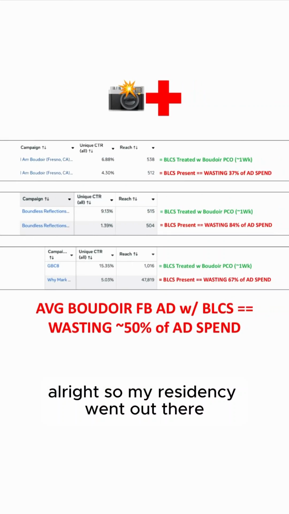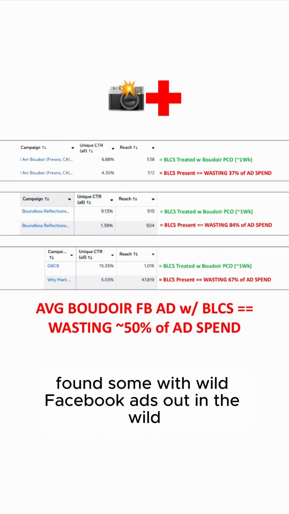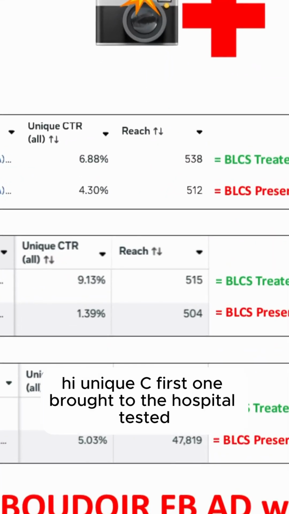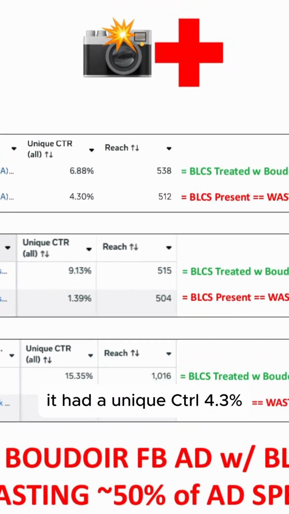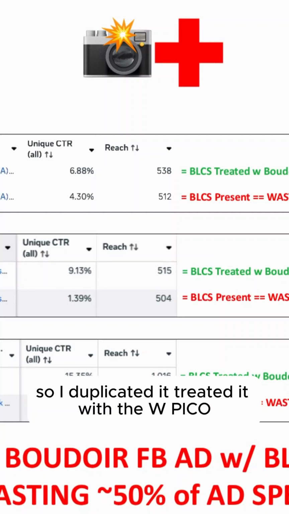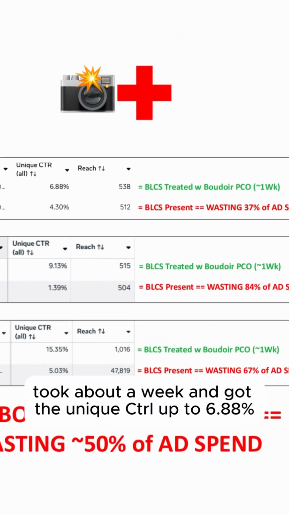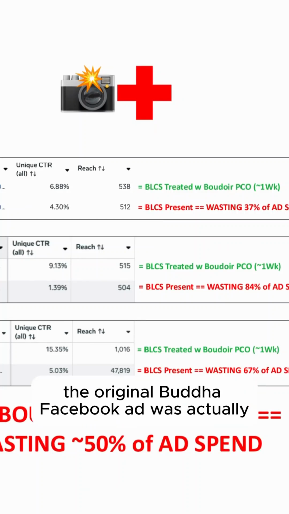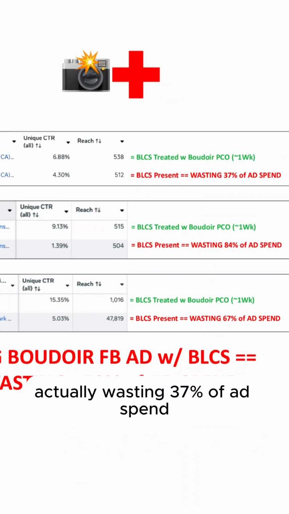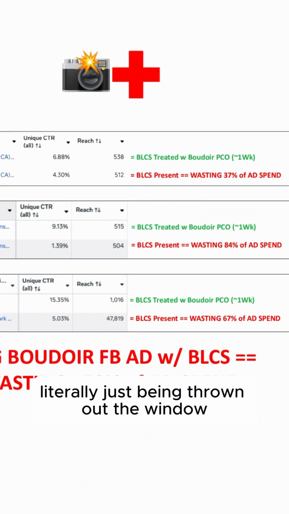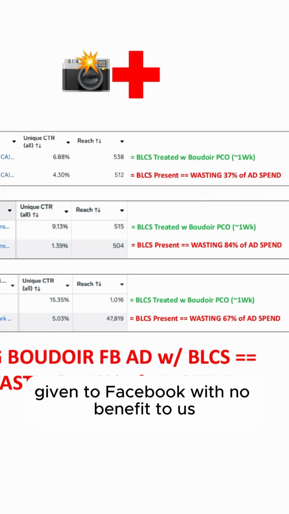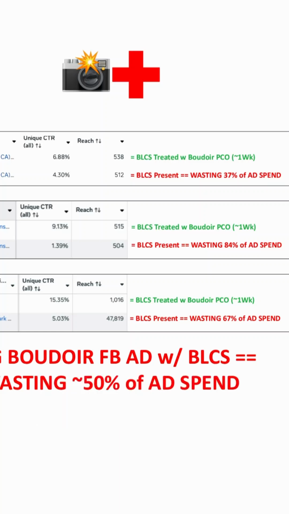All right, so in my residency, I went out there, found some Boudoir Facebook ads out in the wild. Had a first one, brought it to the hospital, tested it, had a unique CTR of 4.3%. So we know BLCS is present. So I duplicated it, treated it with Boudoir Pico, took about a week, and got the unique CTR up to 6.88%. So we found out the original Boudoir Facebook ad was actually wasting 37% of ad spend, literally just being thrown out the window, given to Facebook with no benefit to us.